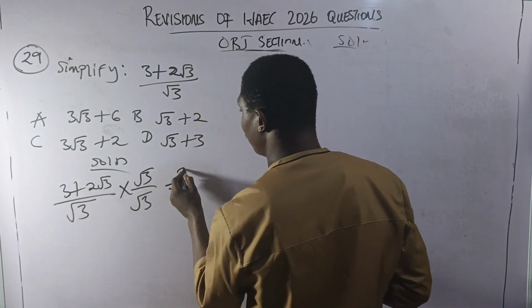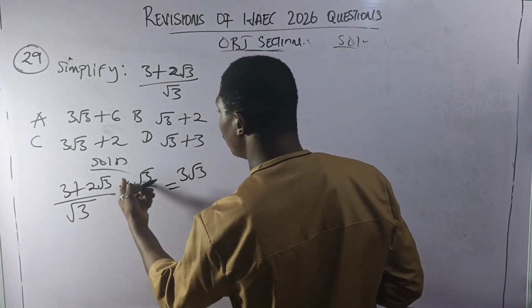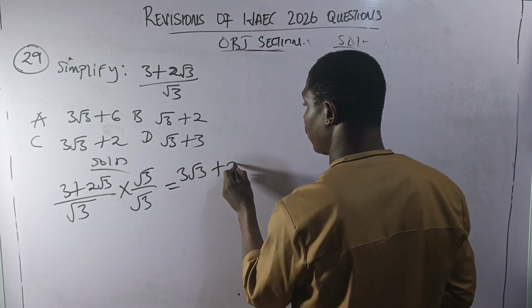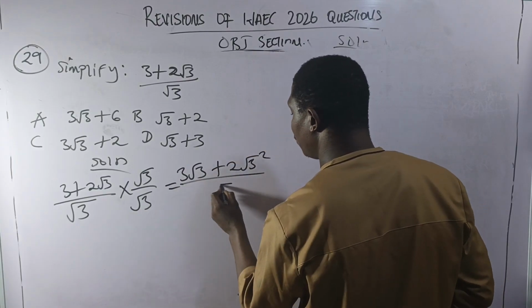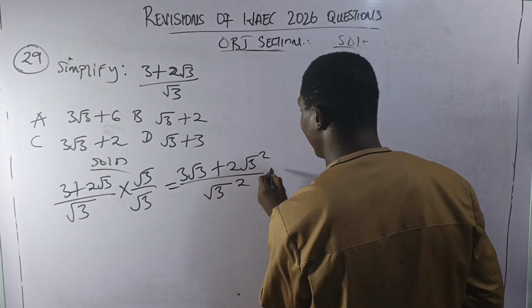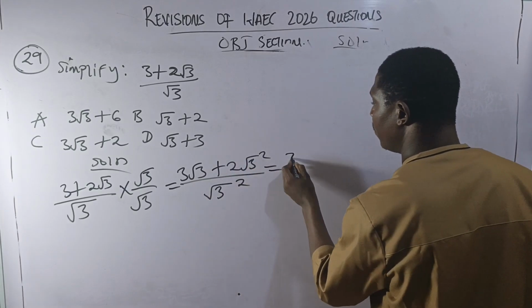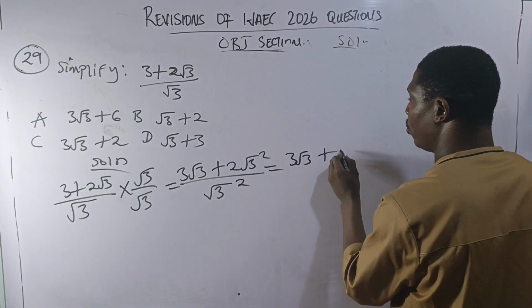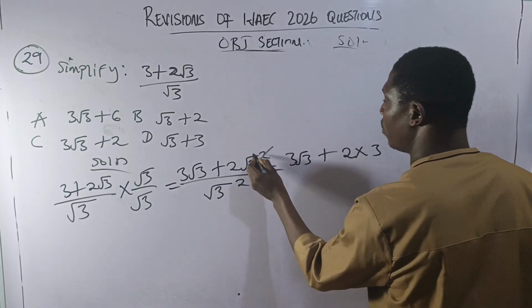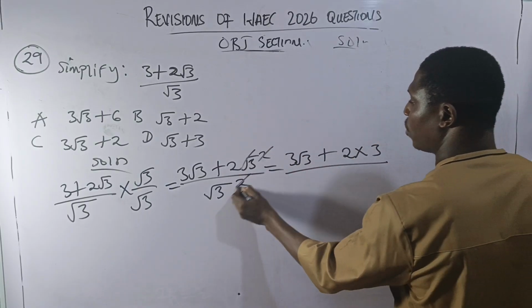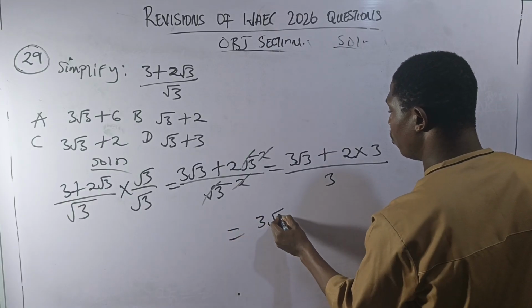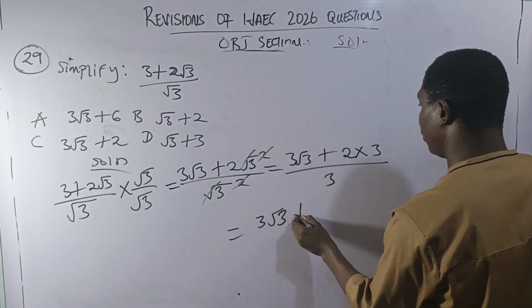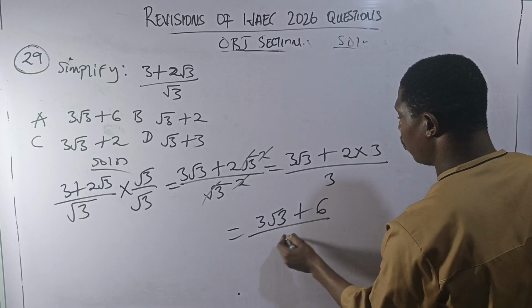So 3 times root 3 will give me 3 root 3. 2 root 3 times root 3 will give me 2 root 3 squared, all over root 3 times root 3, which gives root 3 squared. And this will give me 3 root 3 plus 2 times 3. Why? Square will cancel square root all over, so I have 3. And this will give me 3 root 3 plus 6 all over 3.